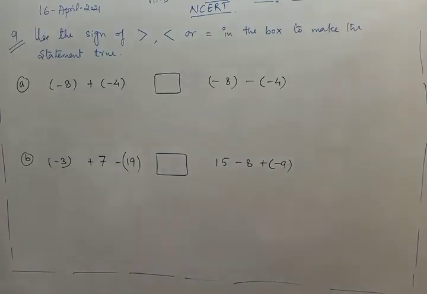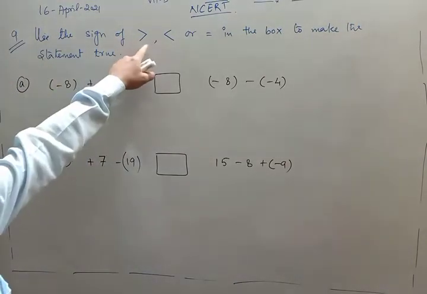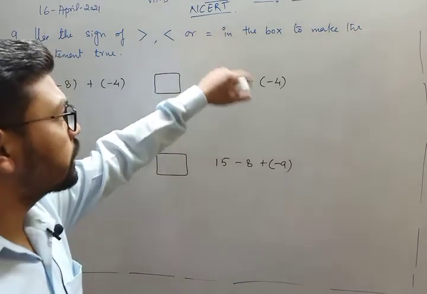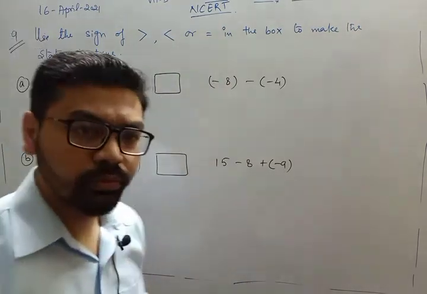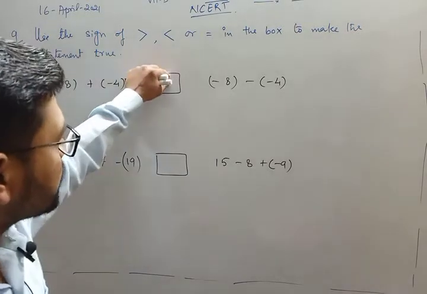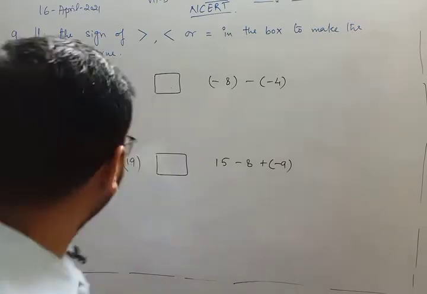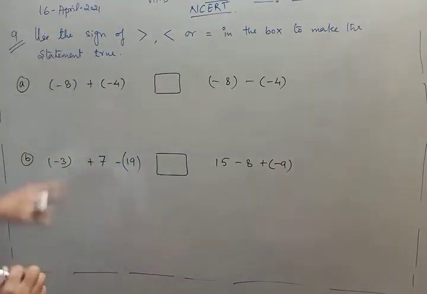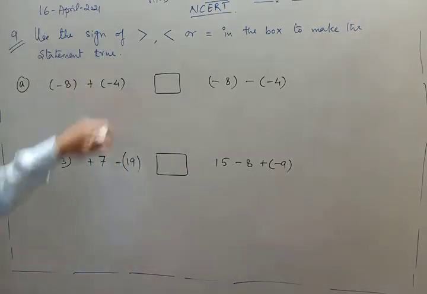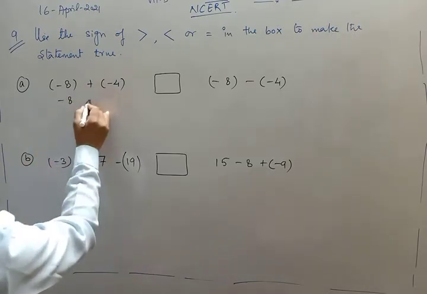Okay, now the next question of your NCERT is, use the sign of greater than, less than or equals to in the box to make the statement true. आपके पास कुछ statements given हैं and you just need to put the sign here whether it is greater than or less than or equals to. Now, in the very first question, the given is minus 8 plus minus 4. So what you will get, minus 8 plus minus minus 4.